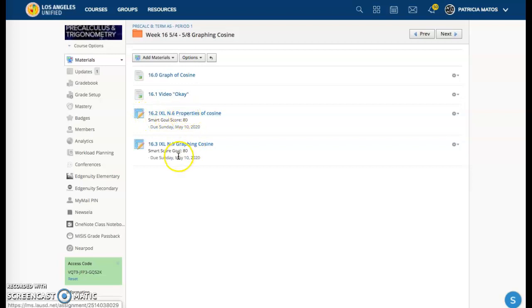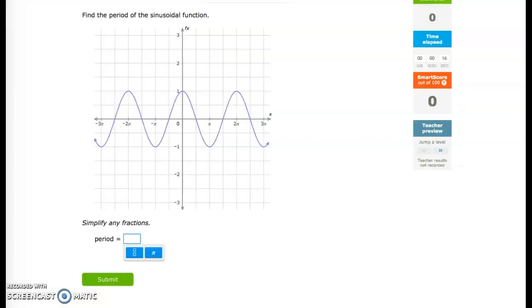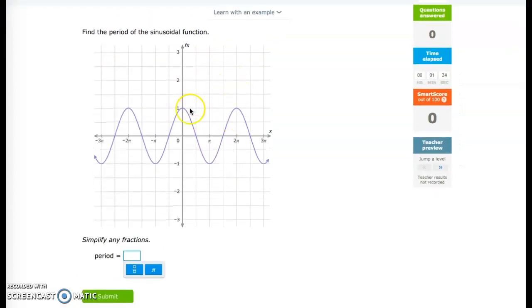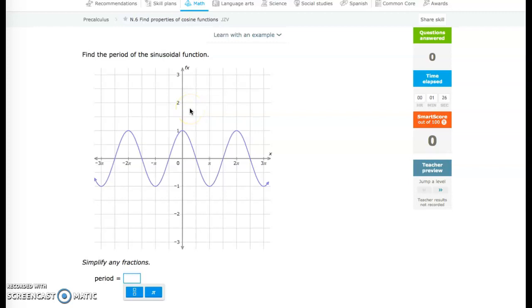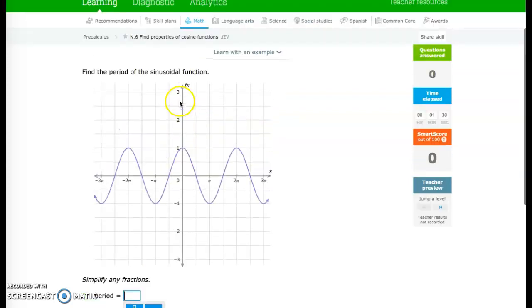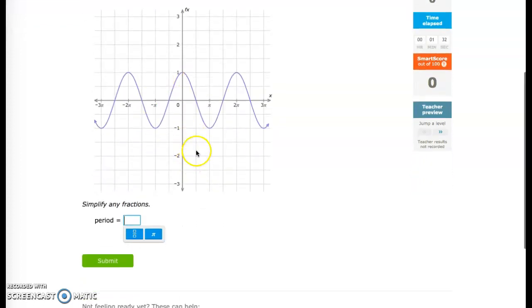So your two assignments for this week are IXL N6 and N9 with a goal of 80. Remember that IXL is a little tricky with the way that it expects you to graph. So I only gave you guys one graphing skill. Only N9 is on graphing. N6 is just on the properties of cosine.